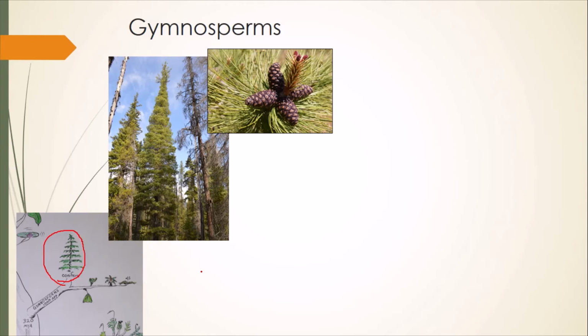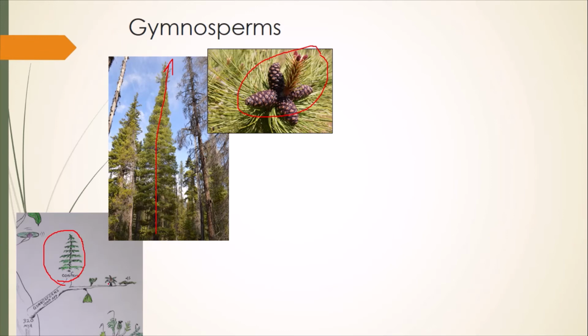You're familiar with the cones of conifers. They have both male and female cones on them, and that's how they reproduce. Pretty well adapted to dry habitats. And the big thing that you notice right away, they are tall. I mean, compared to everything else we've talked about, these guys are so tall because they make vascular tissue.